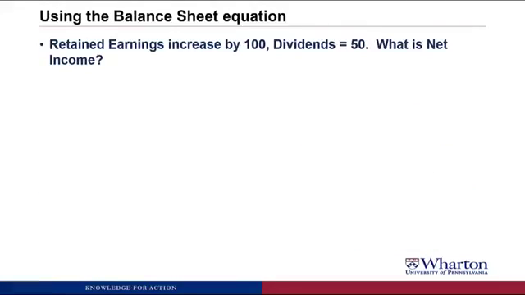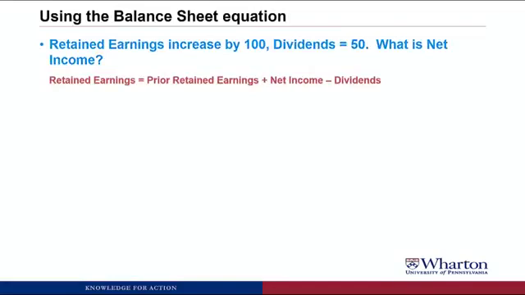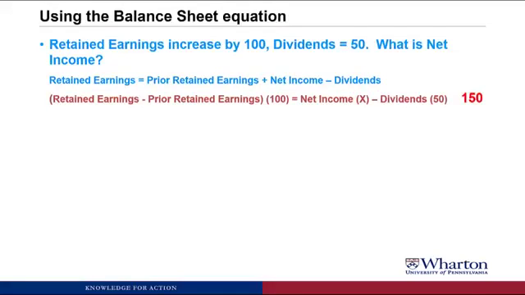Next, we have retained earnings increasing by 100. Dividends are 50. What is net income? Earlier in the video, we looked at the equation for retained earnings, where retained earnings is equal to prior retained earnings, what they were at the beginning of the year, plus net income during the period, minus dividends. So we know that the change in retained earnings is 100. We know that dividends is 50, so the only thing missing is net income, which has to be 150 for this to balance.